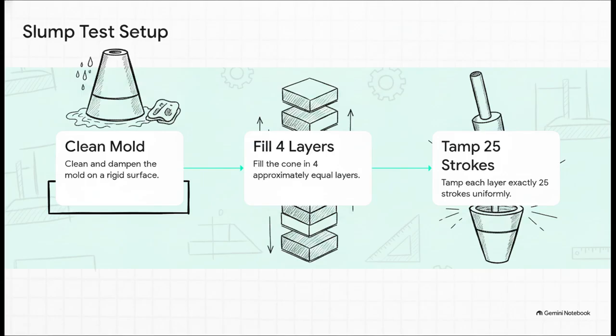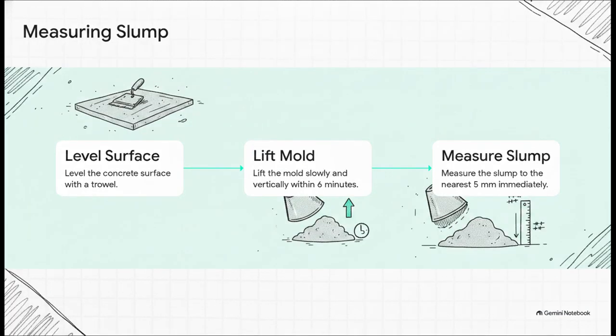Now, Step 3 is absolutely vital, especially for your exams. Each layer has to be tamped with exactly 25 strokes, using the rounded end of a tamping rod. You want to make sure you're distributing that downward force evenly across the whole cross-section. Once it's full, Step 4 is to level off the surface with a trowel.